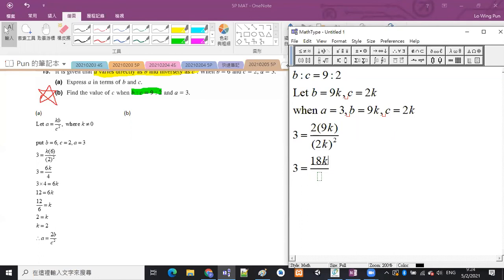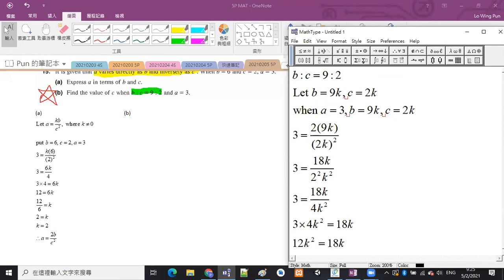It is 18K, right? And then we have 2K bracket square. The 2 can share the square. The K can also get the square, right? So we have 18K over 4K square. And then you just multiply the 4K square to the left. So we have 3 times 4K squared is equal to 18K. And then we have 12K squared is equal to 18K.